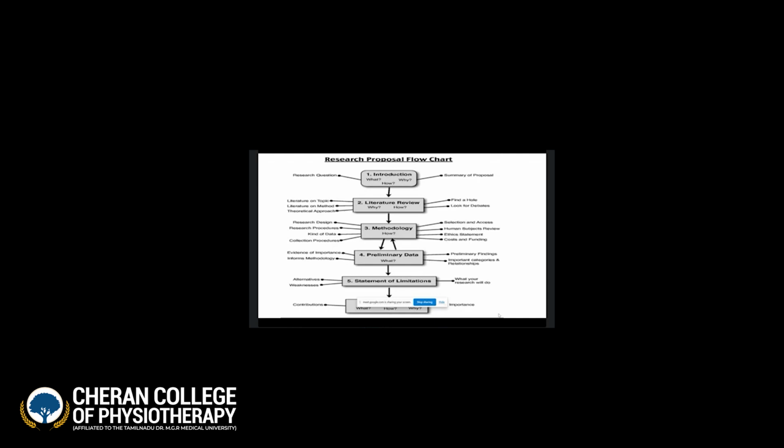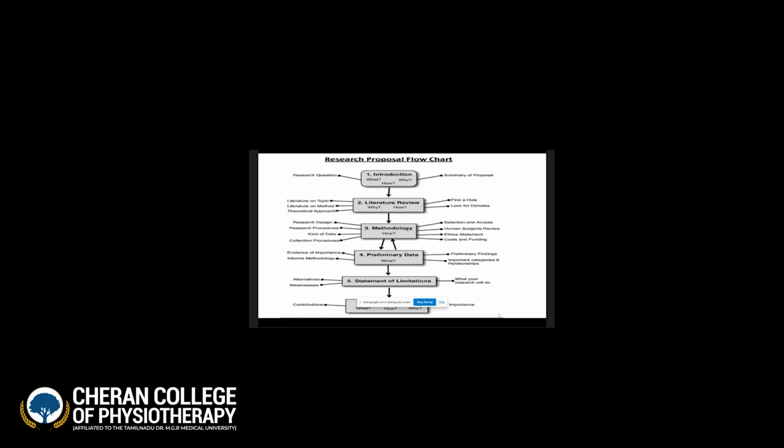All right. So next is the literature review. Why are we doing a literature review and how should we do it? We should do the literature review on the same topic you have chosen, and it should be relevant. You should also search the literature on method, that is, what methodology you are taking for your study. Or you should also take a theoretical approach. A theoretical approach is something that is proven theoretically, not scientifically.